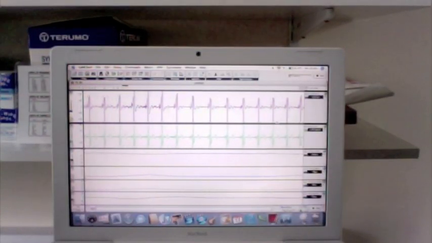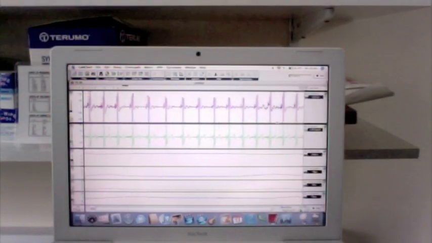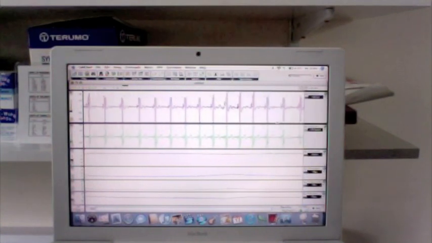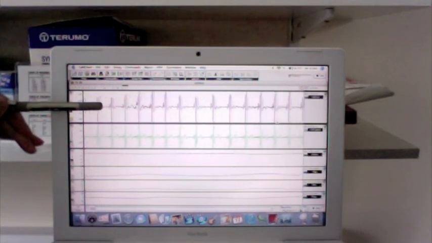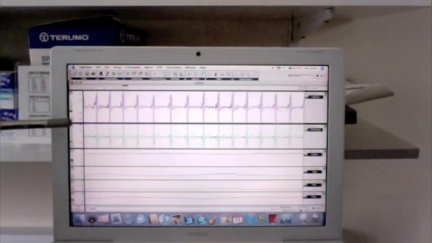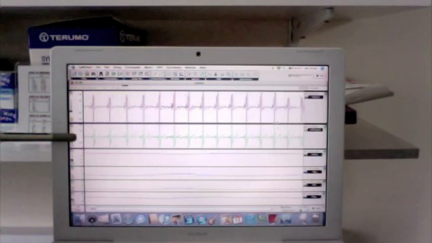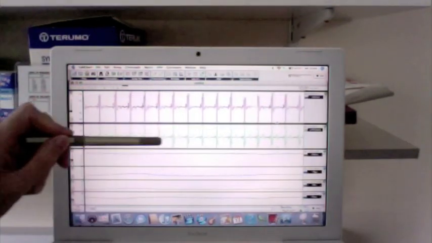So here we see a screenshot showing the EMG and the pressures. The top trace is the EMG of the diaphragm. The big signals are the ECG. And here's the parasternal EMG.